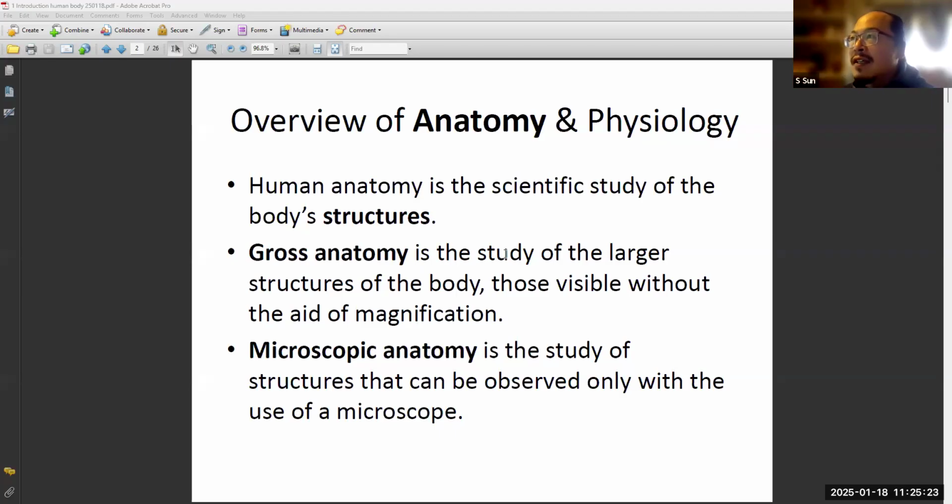And in the anatomy, when we look at the structure, we can look at the structure that you can visibly see. We call it gross anatomy, that you can see without any microscope. But the structure can be deep down into cellular level, tissue level, and over there, we will need a microscope. So we can have gross anatomy and microscopic anatomy.